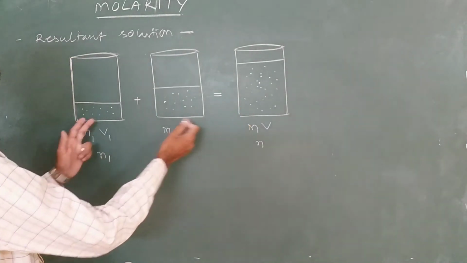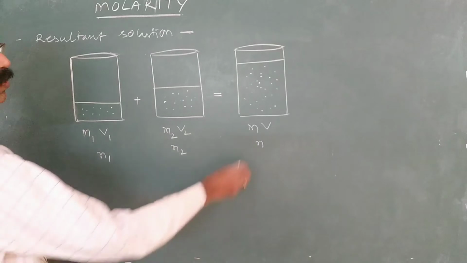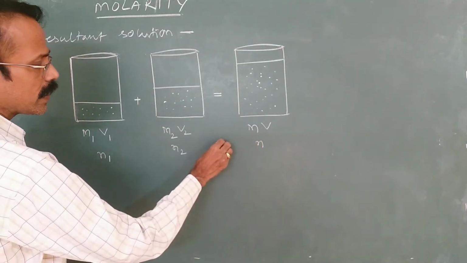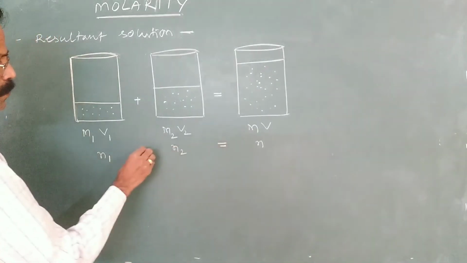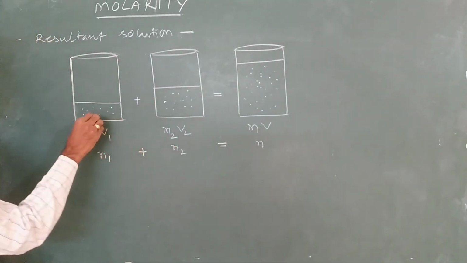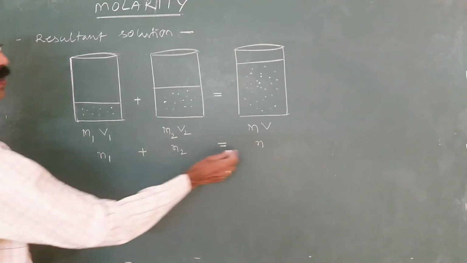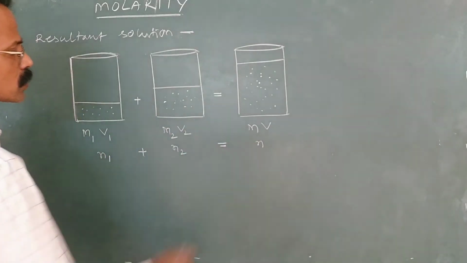Now, how is this solution obtained? This is obtained by mixing these two solutions. So the total number of moles of solute will be equal to the sum of the number of moles in the first solution and the second solution, N1 plus N2. So N1 plus N2 is equal to N. Okay, so this is the total number of moles.